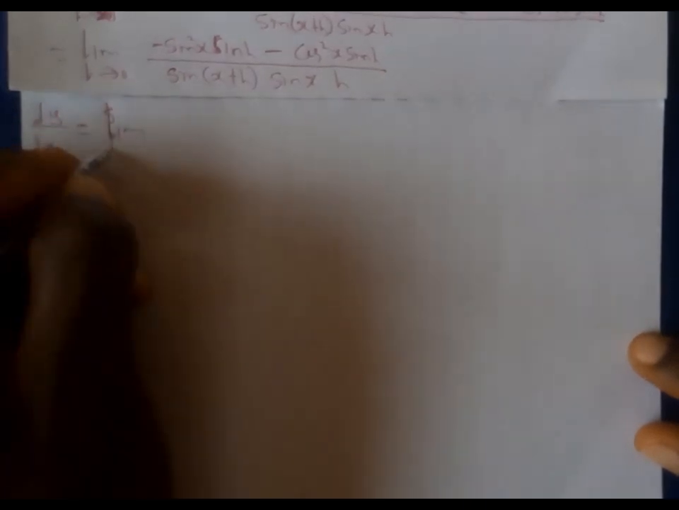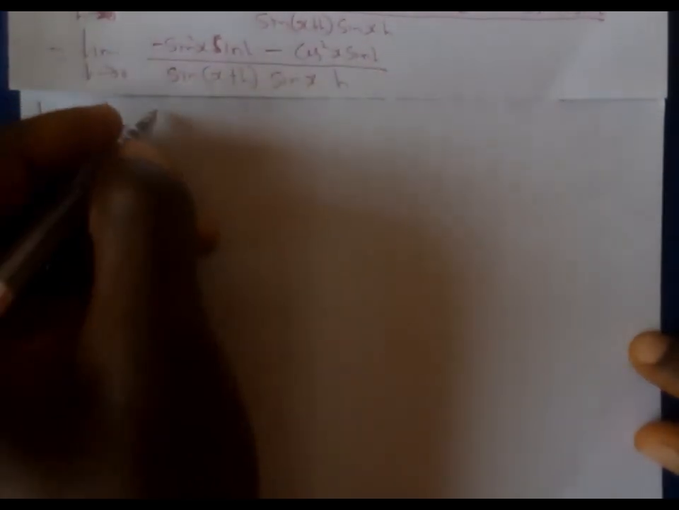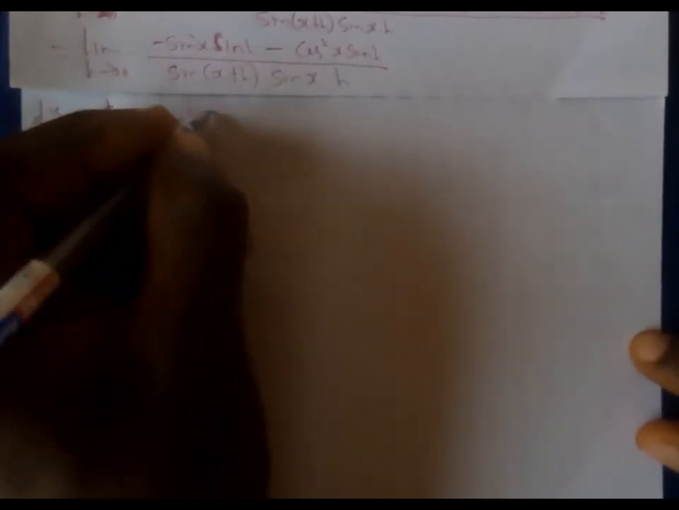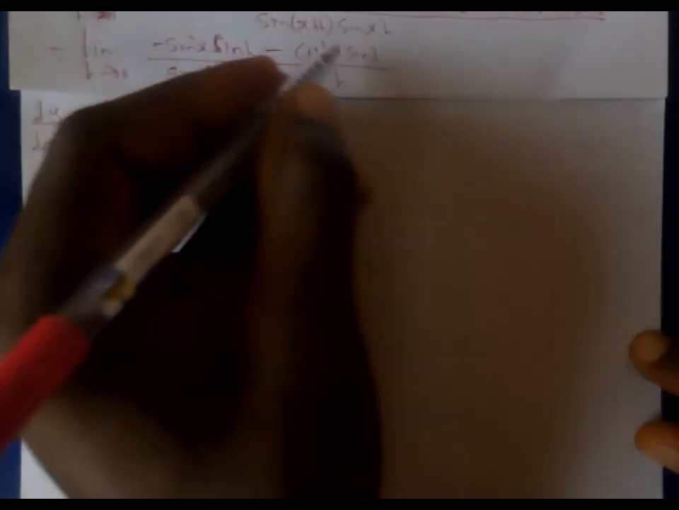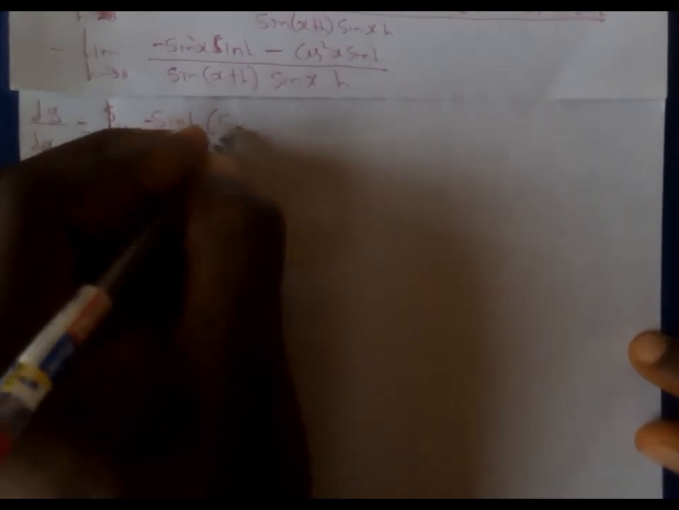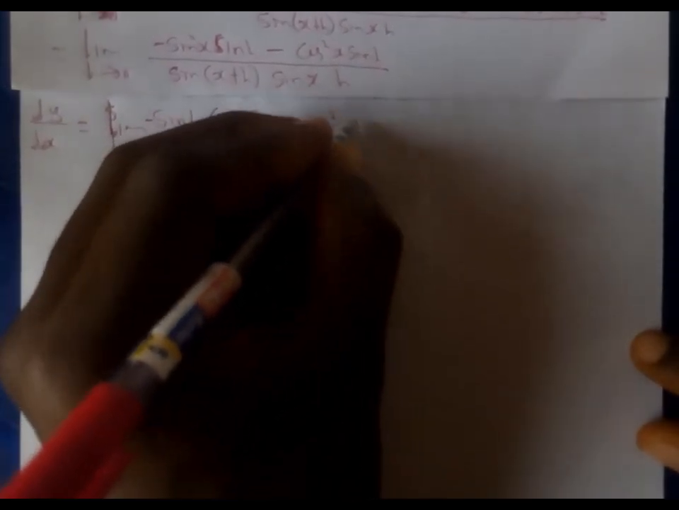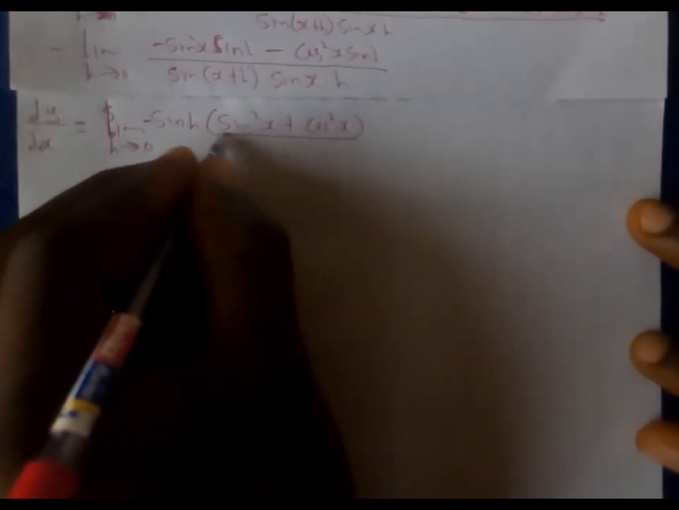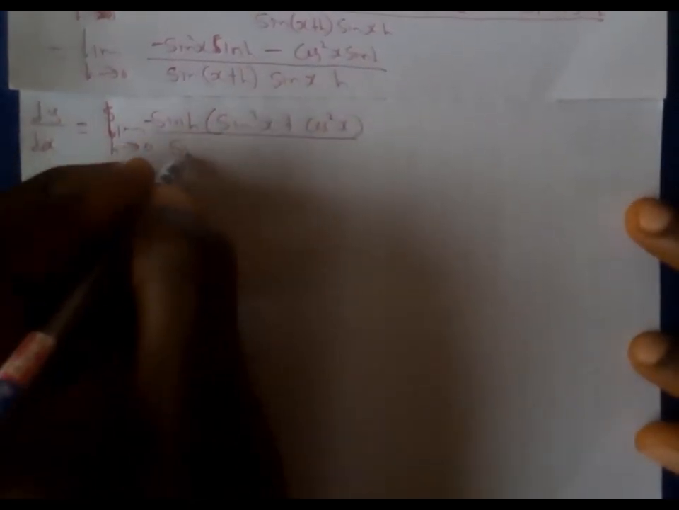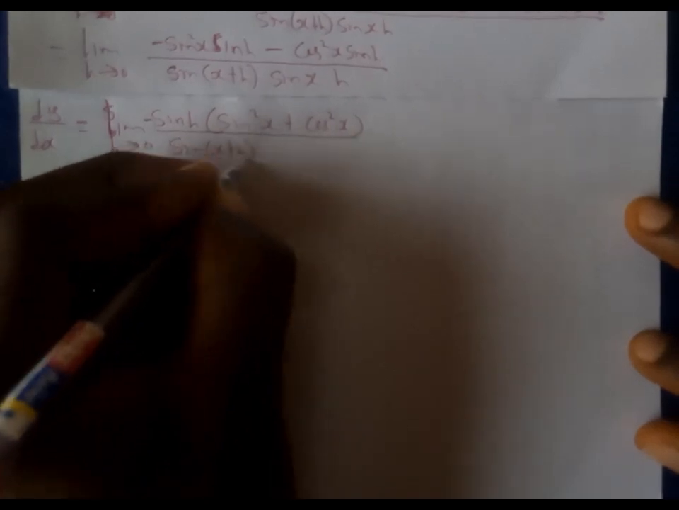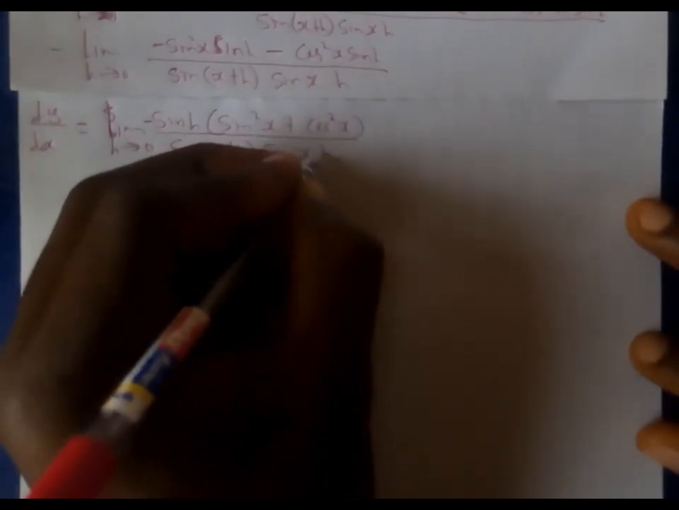Let me write the limit first. I almost forgot. The limit as h approaches 0. So bringing out sine h, let's say negative sine h, because negative is here as well and negative is here. So we have sine squared x plus cosine squared x. Then we still have the division of sine x plus h, sine x times h.